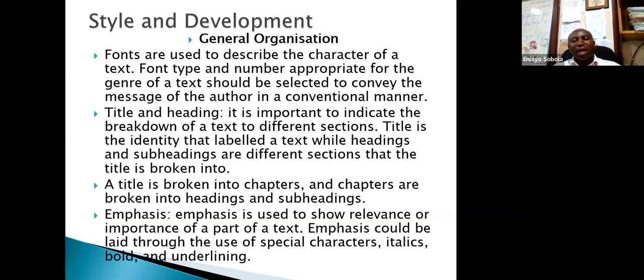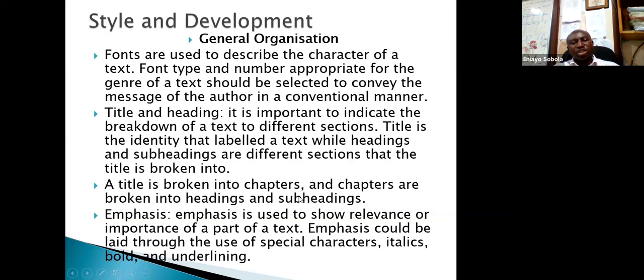So those subheadings will help you to achieve a detailed presentation that will justify your title and the several headings that you may have in such a particular write-up. So we can say that the title is broken down into chapters, and chapters are broken down into headings and subheadings. That is very crucial, because if you don't get it right at this stage, the book may not be able to carry its beauty and actually convey the effectiveness of the information supposed to pass across.